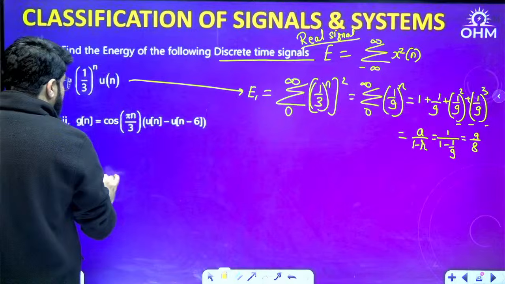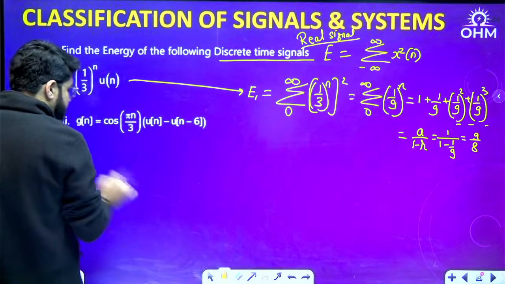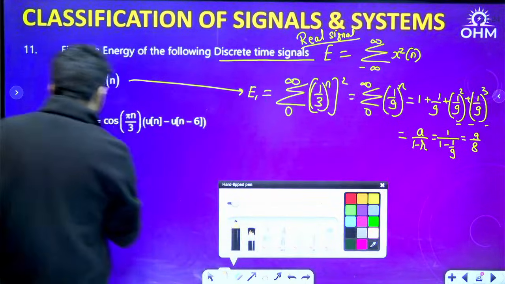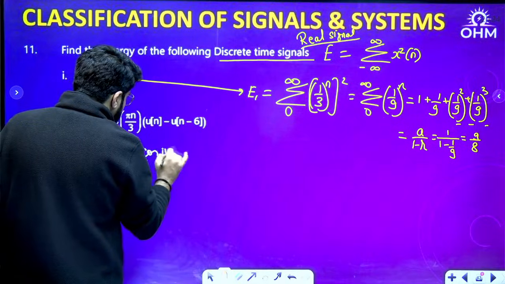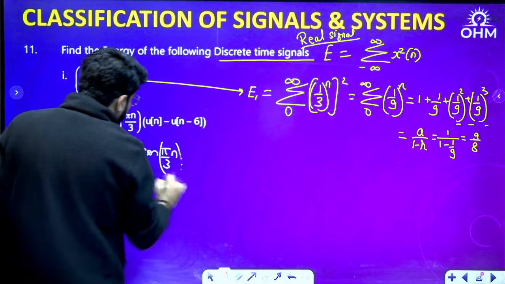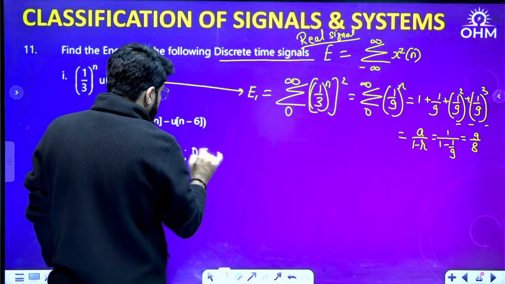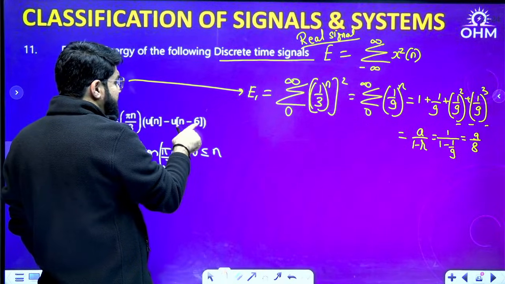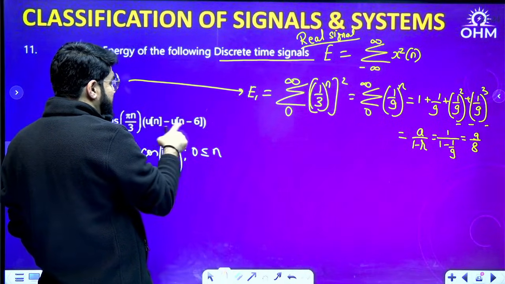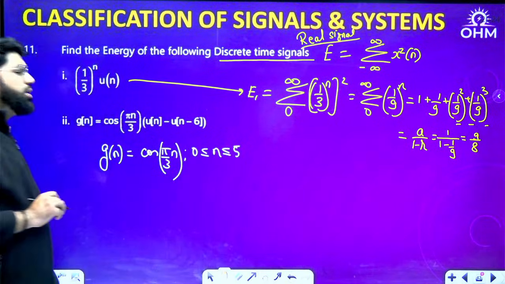Second question. Now, u n minus 6. Let me simplify the second signal first. g of n is cos pi by 3 n, but only from n equal to how much to how much? Unit step starts at origin, but u of n minus 6 starts at n equal to 6, and when you subtract both of them, the answer will again be 0 from n equal to 6. So the signal will be till n equal to 5.